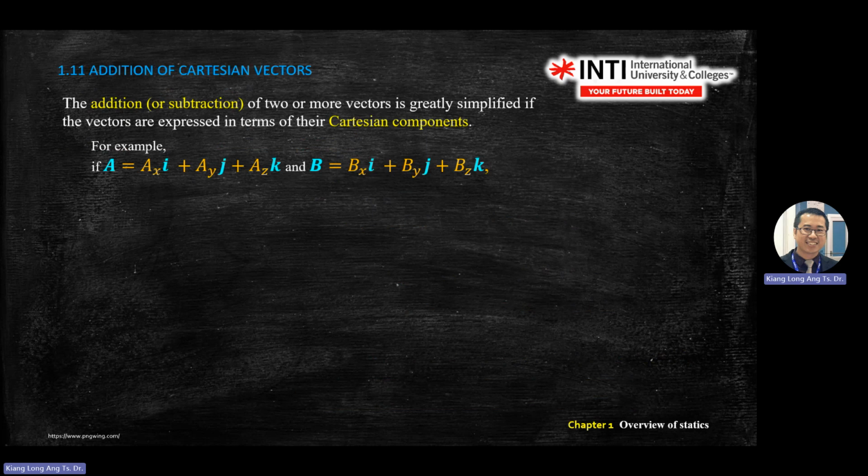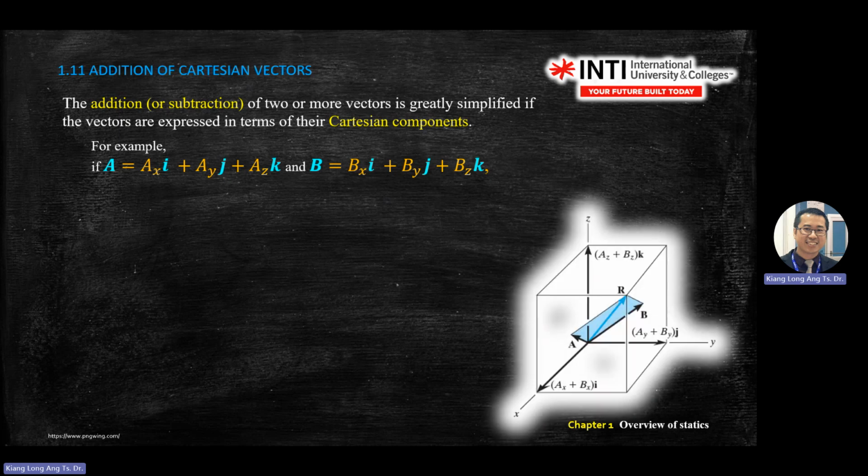Now is the operation of vector, just a revision. When you add two vectors together, let's say you have vector A, vector B. Vector A has ijk, B also has ijk. When you add them together, you add the components; when you minus them, they go in opposite directions. So resultant R equals A plus B, means you split into A and B.